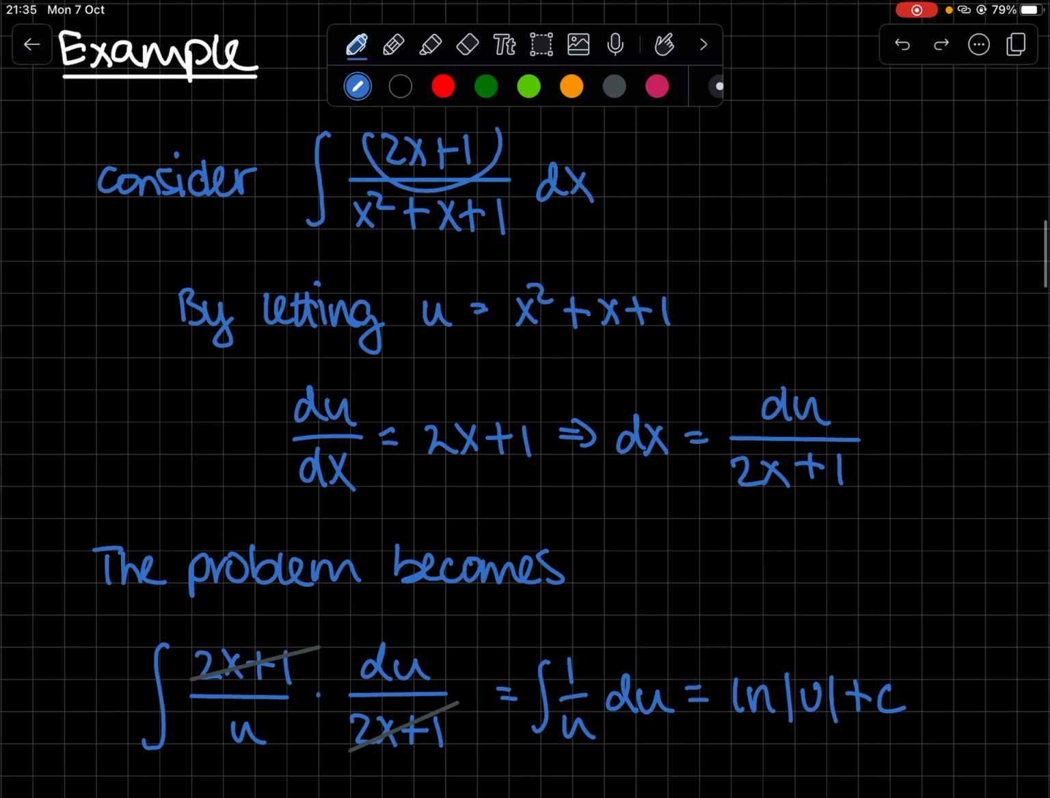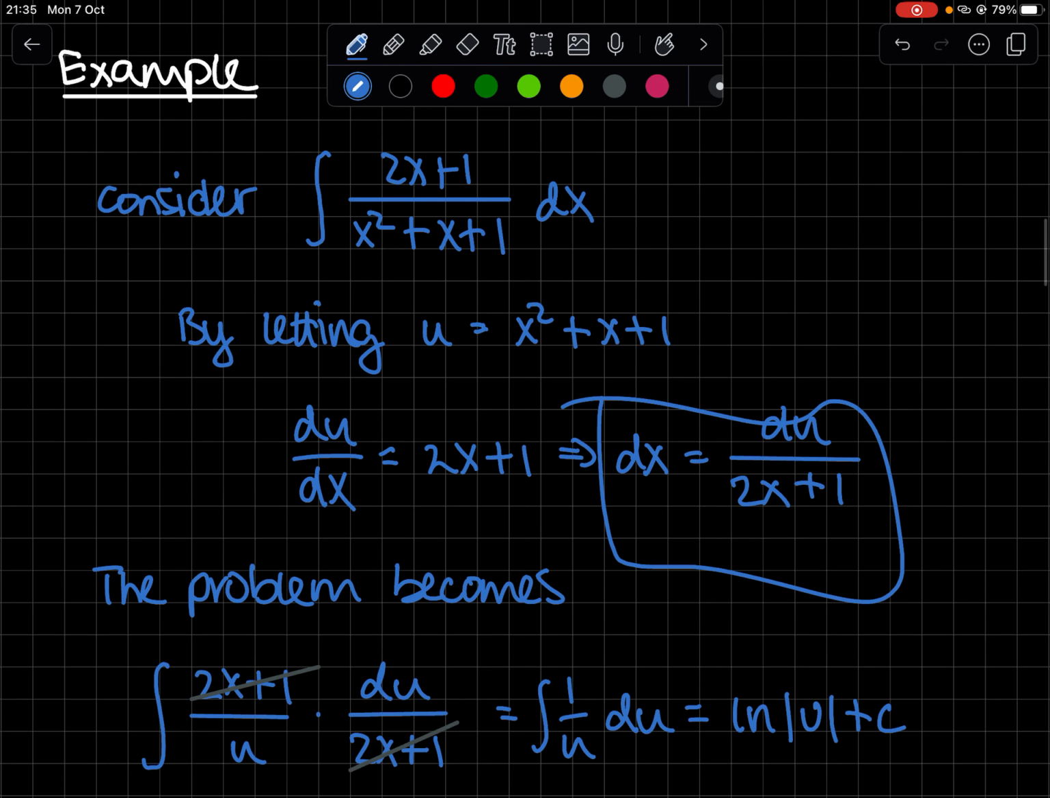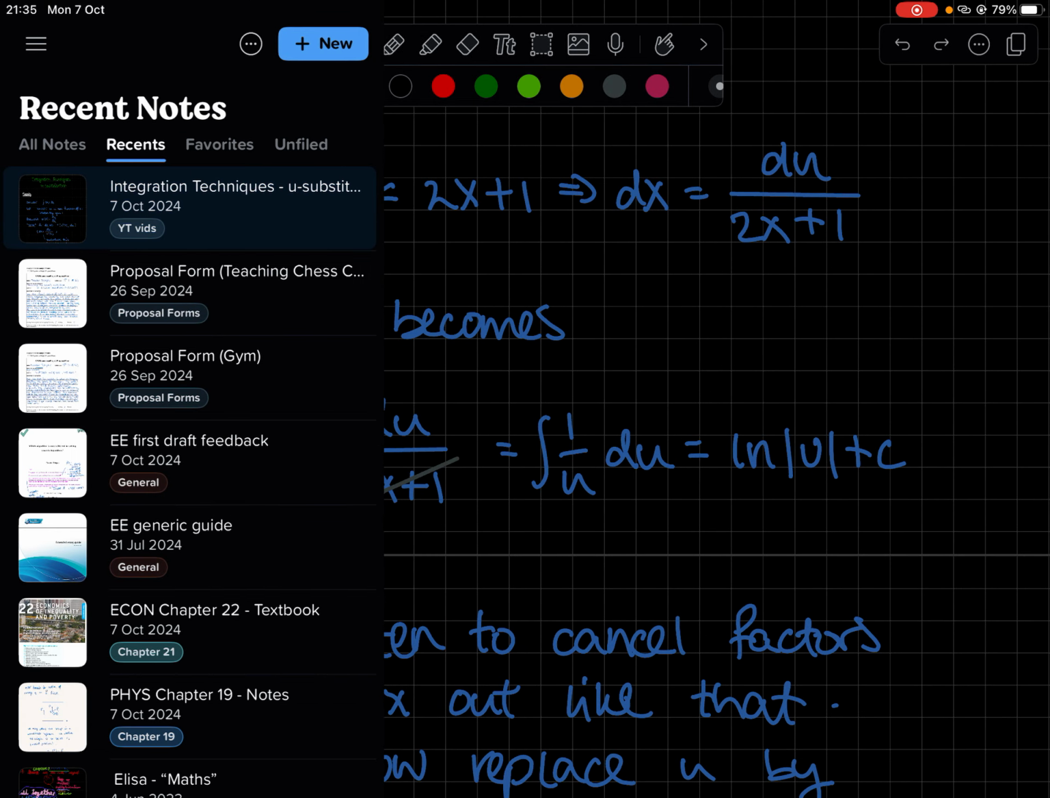Now, why is this correct? Well, we have the 2x plus 1 from before. X squared plus x plus 1 is just u, so we replace it by u over here. And then we replace dx by du over 2x plus 1 using this relation. And neatly, all the x's are gone. So we're just left with the integral of 1 over u du.